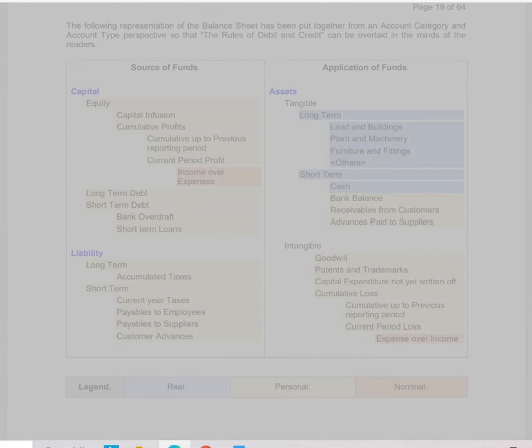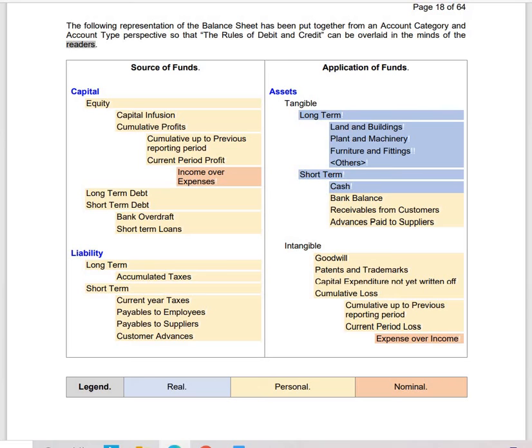Page 18 of 64. The following representation of the balance sheet has been put together from an account category and account type perspective so that the rules of debit and credit can be overlaid in the minds of the readers.